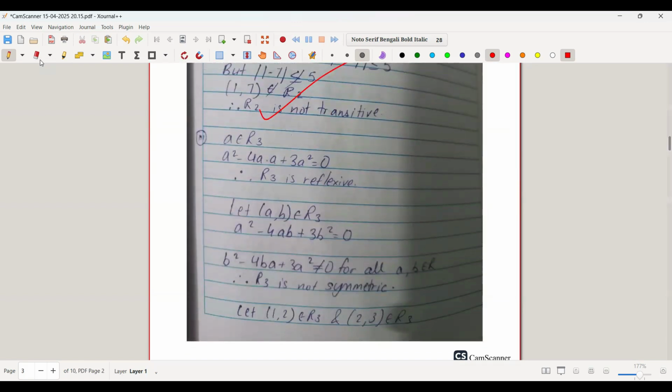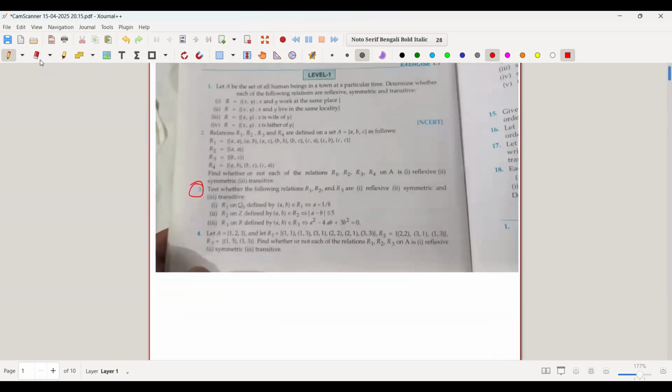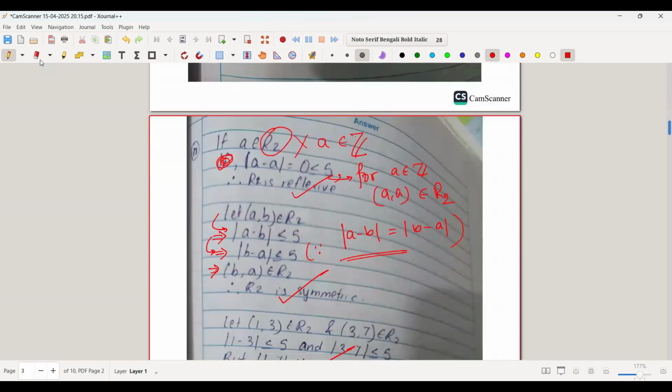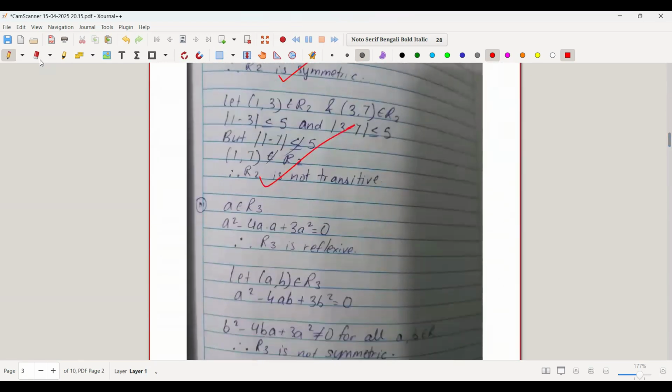A square minus 4AB plus 3B square. Let A belong to R, where R3 is the relation. A square minus 4A square plus 3A square, which is 0.